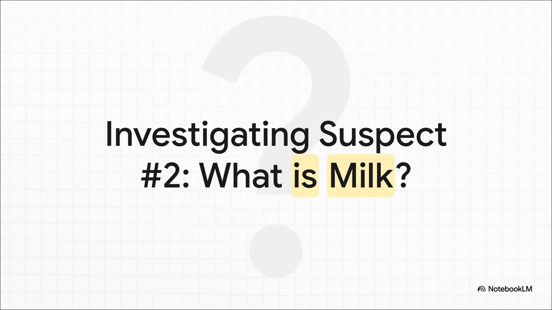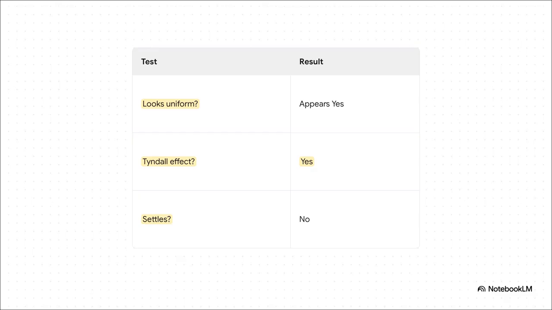Next up, our second suspect, the glass of milk. Now this one looks uniform, but is it hiding something? Let's see what the evidence reveals. So here, it's the combination of results that tells the whole story. Look test. Yeah, it appears uniform, but it's cloudy, not clear. Time test. The little particles of fat and protein, they don't settle out. But here it is, the smoking gun, the light test. A beam of light is clearly visible. That's the Tyndall effect right there. So, it doesn't settle, but it scatters light. Verdict, this is a classic colloid.